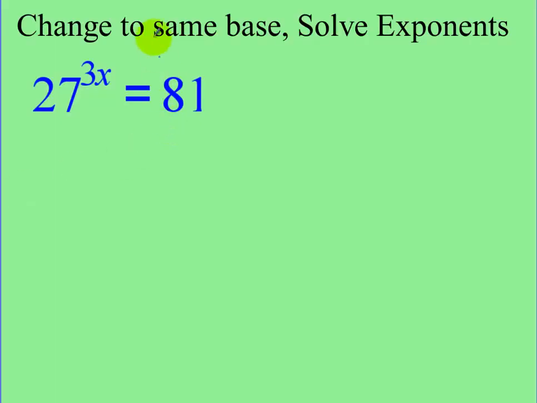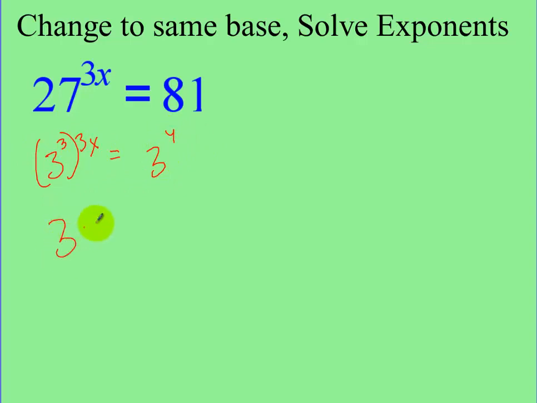All right, so change to the same base to solve exponents. We did this a little bit last week. I just kind of want to review this. To solve for x in this case, what you could do is change these to the same base. 27, 81. 27 is the same thing as 3 cubed to the 3x power, and 81 is 3 to the 4th power.